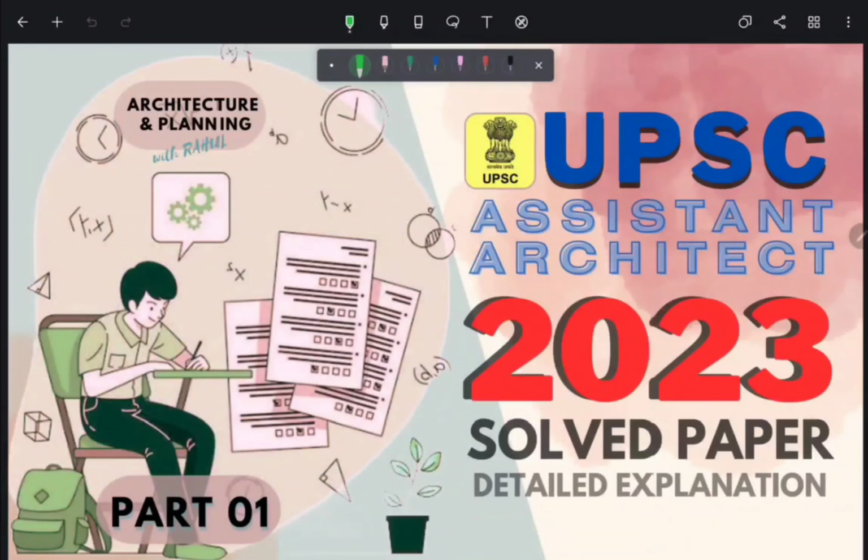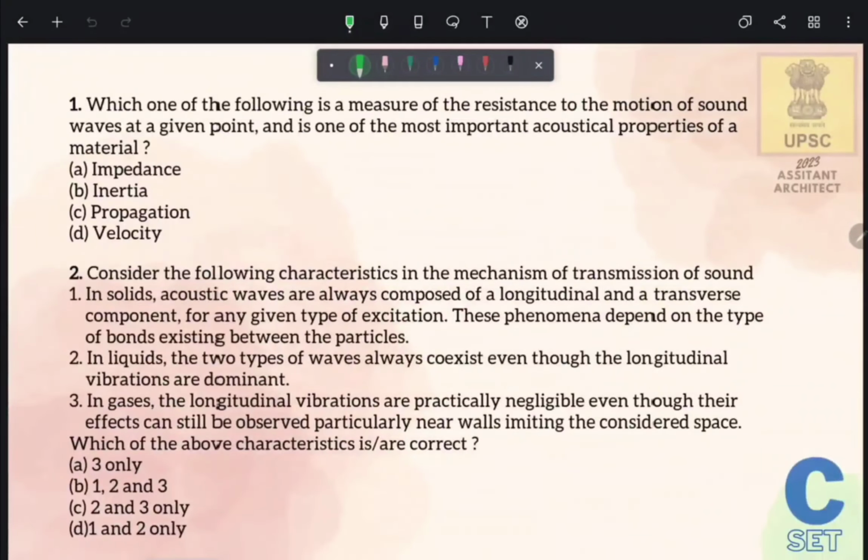And we are solving the question paper of UPSC Assistant Architect 2023 exam. So let's start with the first question of today's video, that is, which one of the following is a measure of the resistance to the motion of sound waves at a given point and is one of the most important acoustical property of a material? So the correct answer of this question is option number A, impedance.